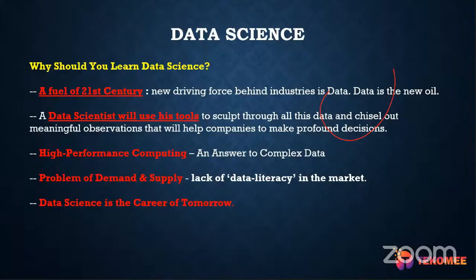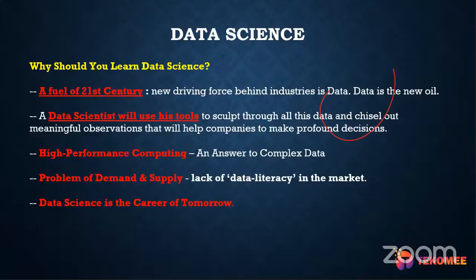There might be high performance computing that comes up when the complexity of the data increases. So if you don't learn the initial part of how to crunch data, then once the data and the complexity increase, and industries work with complex data, the high performance computing aspect won't come easily to you, right? So that is where learning data science is much more important.